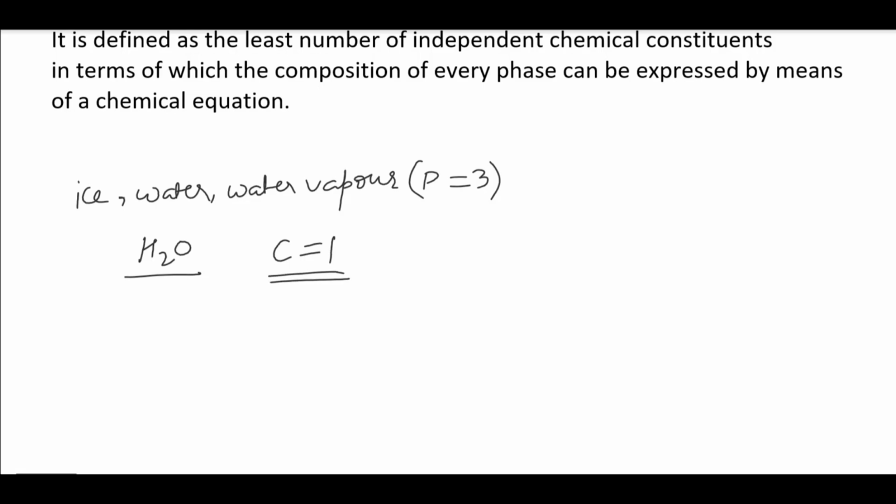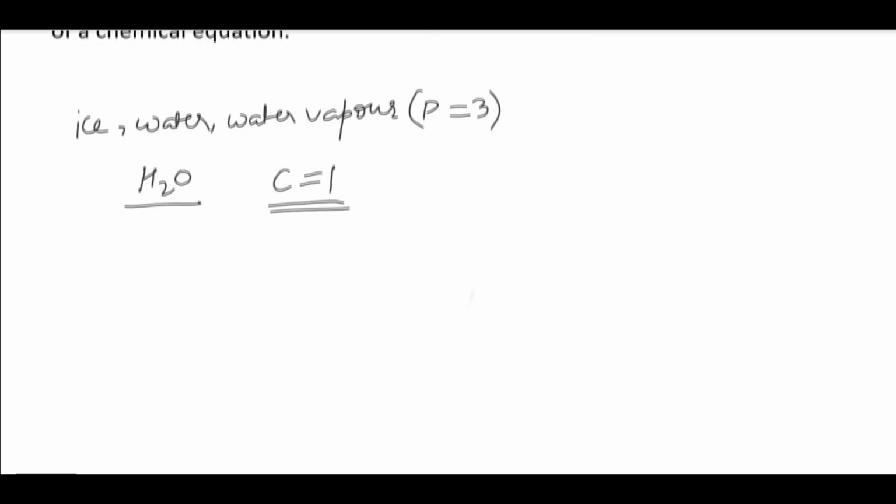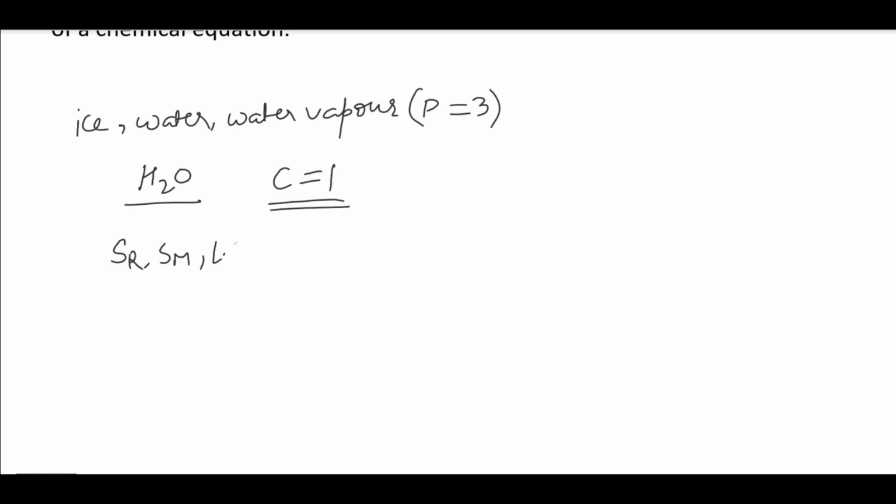Consider a sulfur system. Sulfur has four phases: the rhombic sulfur, the monoclinic sulfur, the liquid sulfur, and the sulfur vapor. It has four phases, but all the four phases can be expressed by one chemical individual, that is sulfur. Hence, it has only one component, and the sulfur system is a one component system.